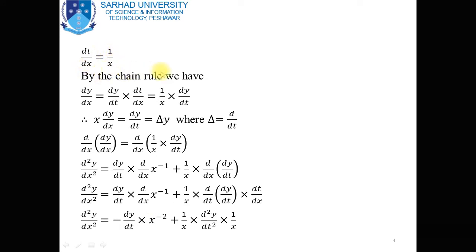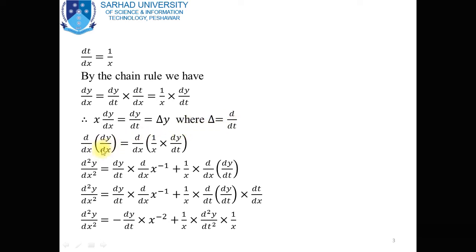Now by the chain rule we have dy/dx = dy/dt multiplied by dt/dx. So putting dt/dx = 1/x, we obtain dy/dx = 1/x multiplied by dy/dt. Now multiplying x on both sides, x dy/dx = dy/dt, and this is equal to Dy, where D = d/dt.